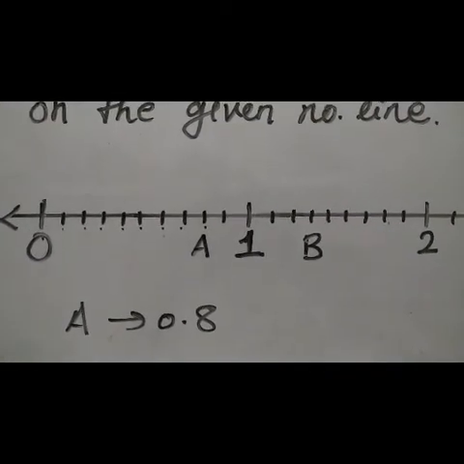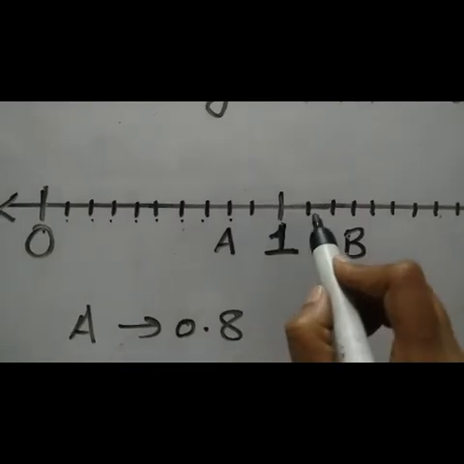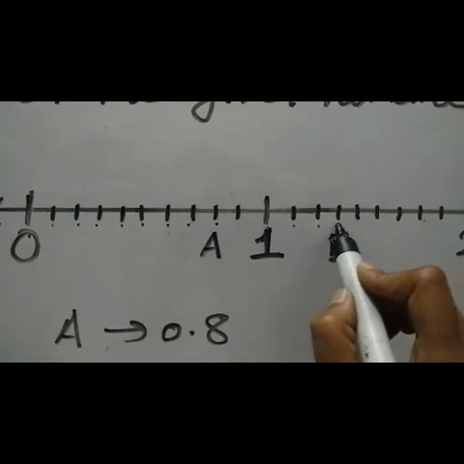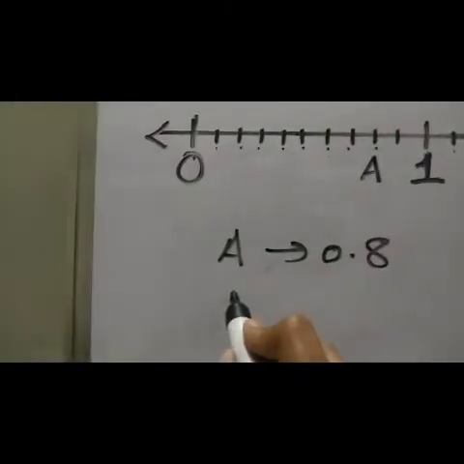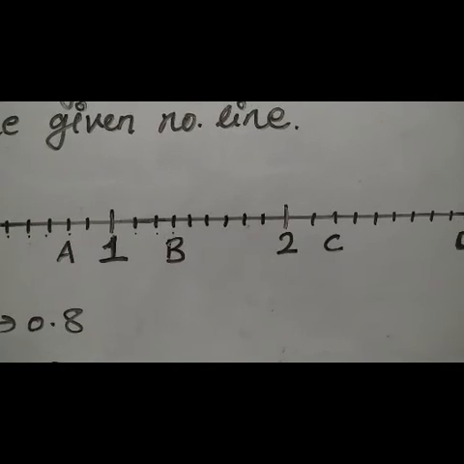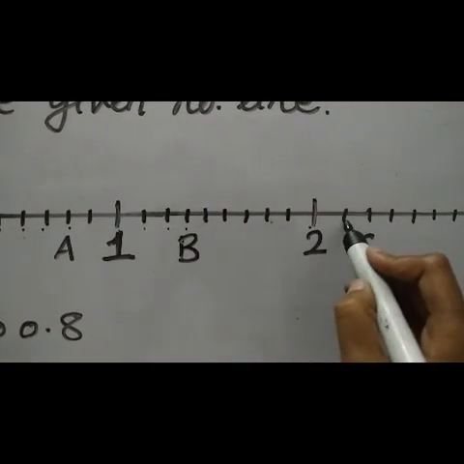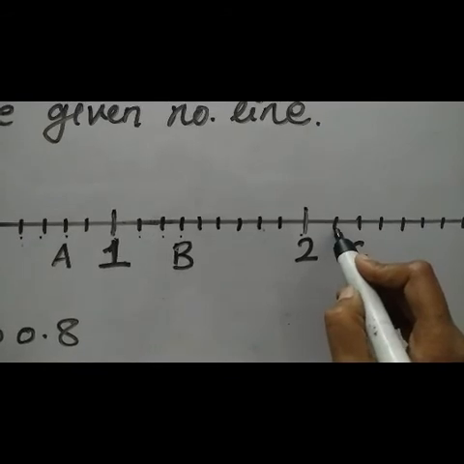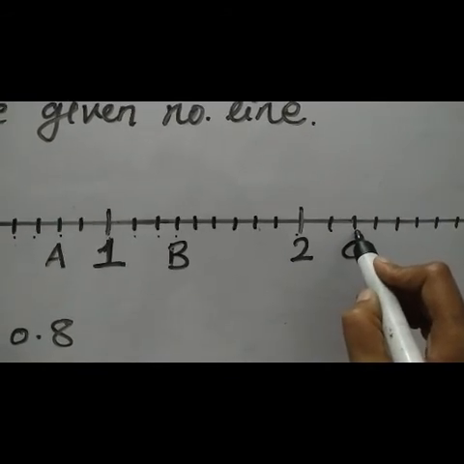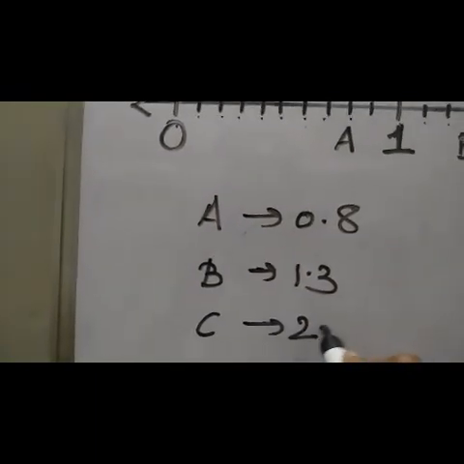So here the point A is going to represent which decimal number? 0.8. Now look at the point B. B is after 1, right? This is 1, this is 1.1, this is 1.2 and this is 1.3. So B is going to represent which decimal number? 1.3. Now the next point is C. C is coming after 2, right? This will represent 2.1. So C will represent 2.2, right? So C is going to represent 2.2.